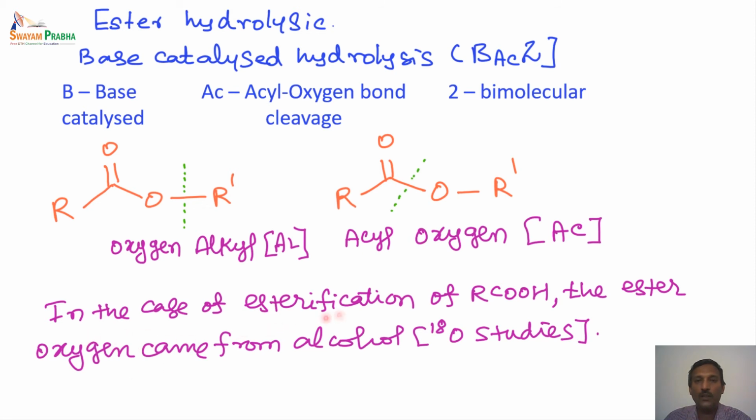So in the case of esterification of carboxylic acids, the ester oxygen came from alcohol. From O18 studies, people had actually shown that the oxygen of the ester came from the alcohol unit. So this one we have studied earlier also using the O18 studies. When we studied about the formation of esters, we have seen this particular reaction.